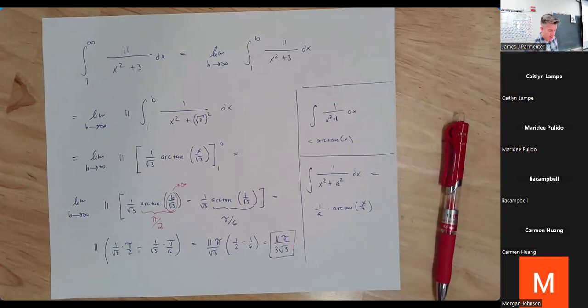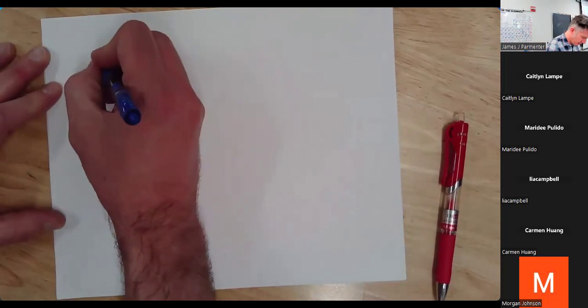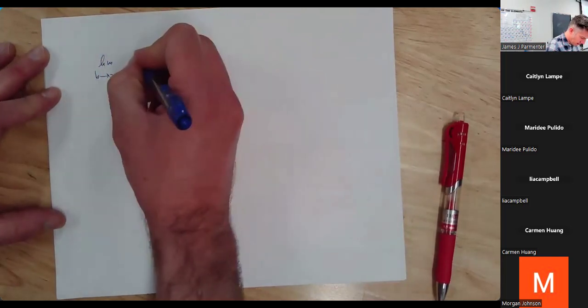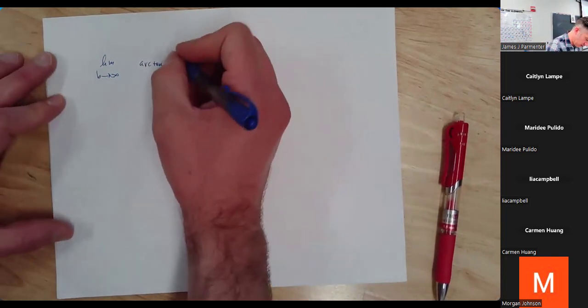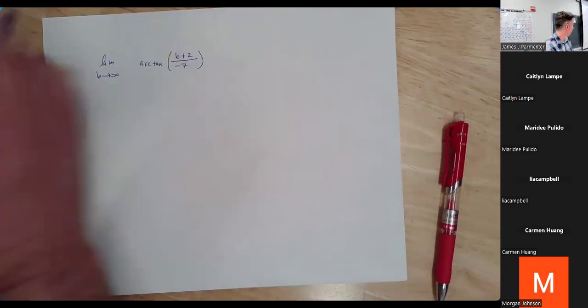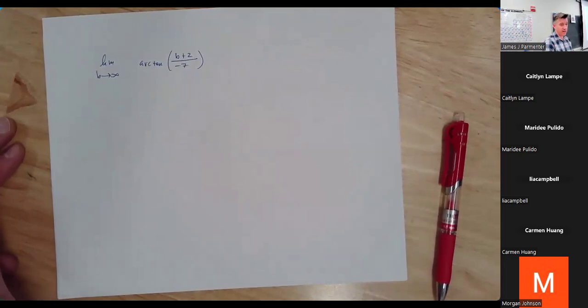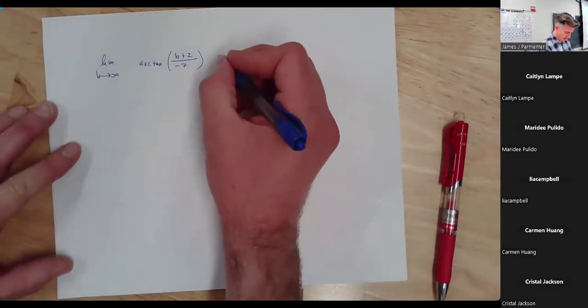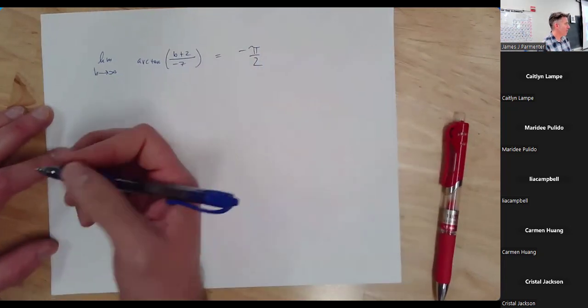So, not very excitingly, but if I had said the limit as b goes to infinity of the arctangent of, let's make it weird, b plus 2 over negative 7. Well, b is going to infinity. b plus 2 is still infinitely large. And something infinitely large divided by negative 7 is actually negatively infinitely large. So this limit's going to be negative pi over 2.